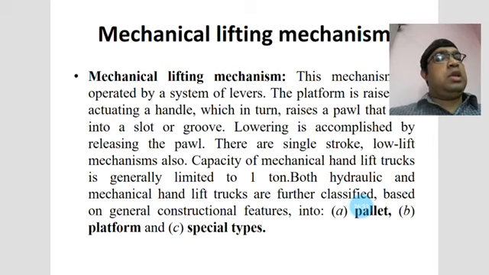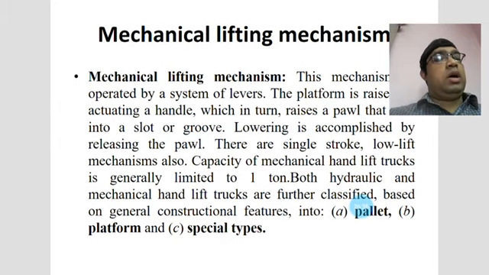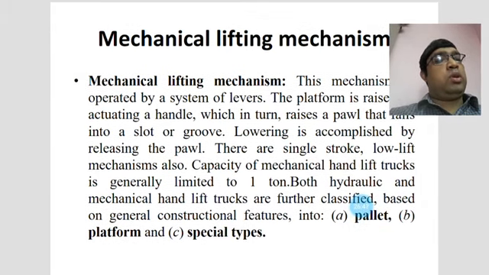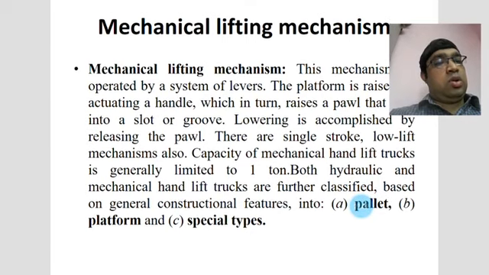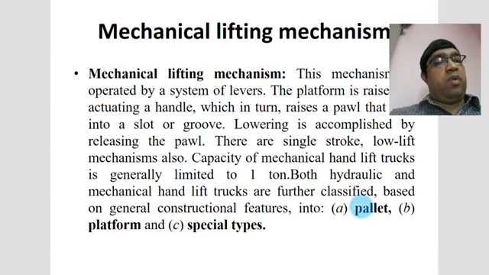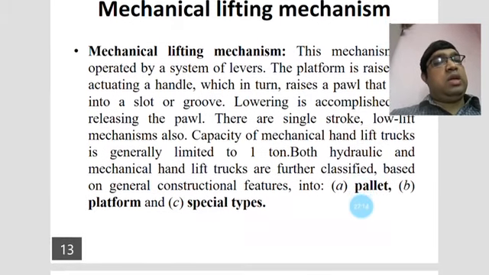And in the hand lift trucks, it is on a lever, and the load is given in the middle, and the wheel is at the front, and the two hands are at the backward direction. You give the load, and also some pulling force, and your materials will be very easily handled from one place to another place. Both hydraulic and mechanical hand lift trucks are further classified based on general constructional features into pallet platforms, and also special types.